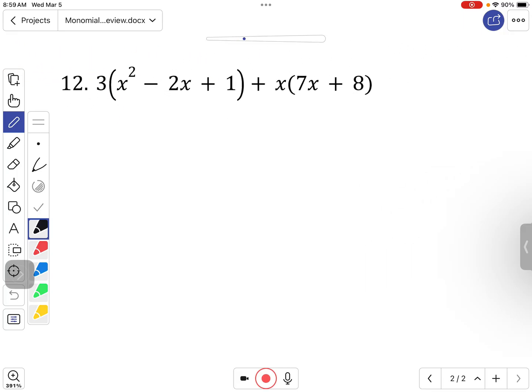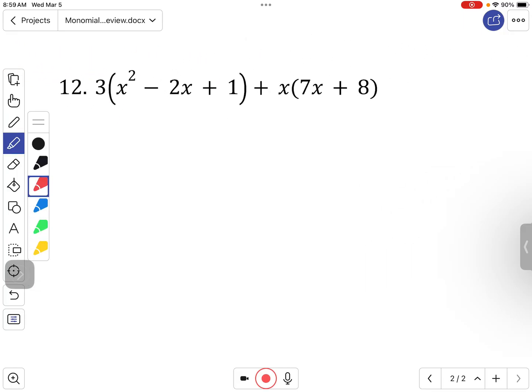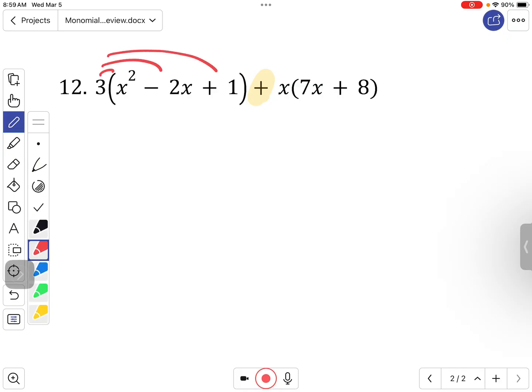Okay, number 12. Again, we're doing this addition in the middle. Oops, I like to use yellow. We're doing that addition in the middle, but before we can add in the middle, we have to distribute on both sets of parentheses. So I'm going to distribute this 3 to those pieces, and I'm going to distribute this x to those pieces.